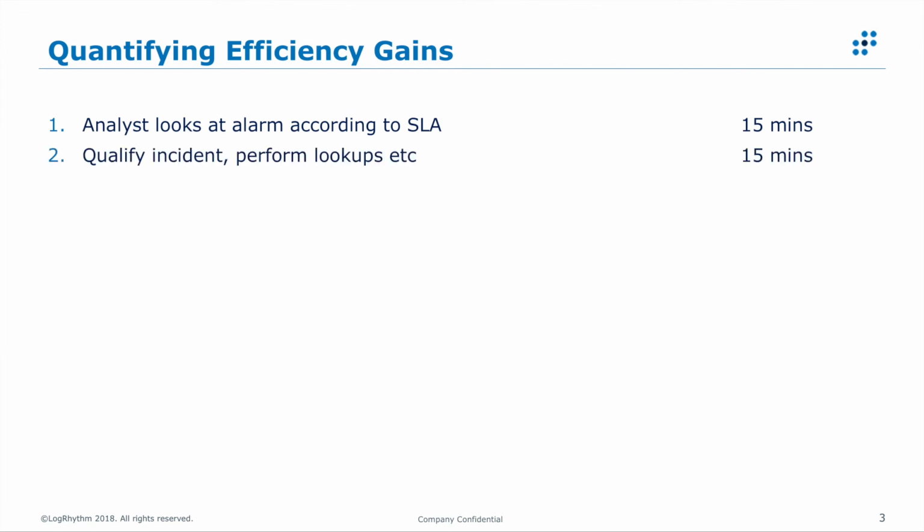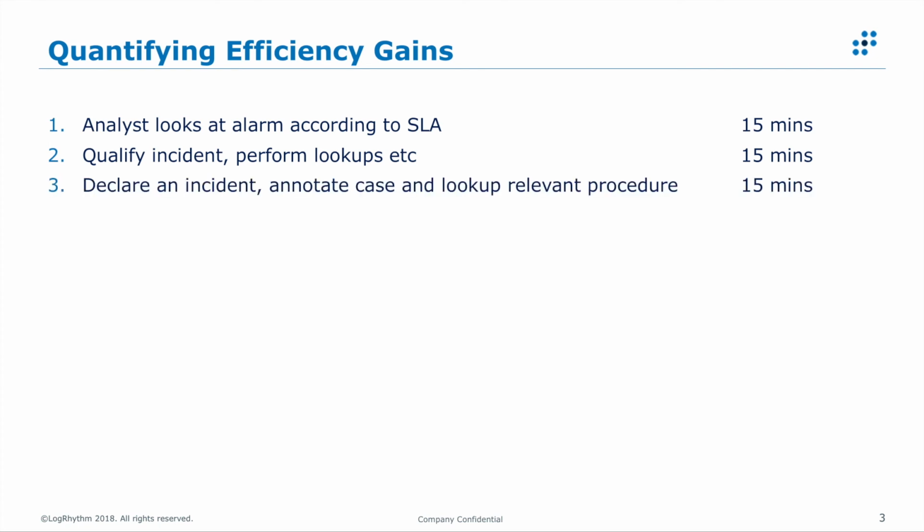Now, there's going to be a period of time it takes me to qualify that incident. In this particular case, I could perform a hash lookup on VirusTotal or whatever it may be. And I'm going to say again, conservatively, it's going to take another 15 minutes because I have to drill down, get that hash, and then flick over to my other screens, perform those lookups and interpret the results. Once I have determined that to be an incident, I need to formally declare an incident, annotate the case accordingly, and also look up the relevant response procedures. So this step is probably going to take me another 10 to 15 minutes, let's say 15 minutes.